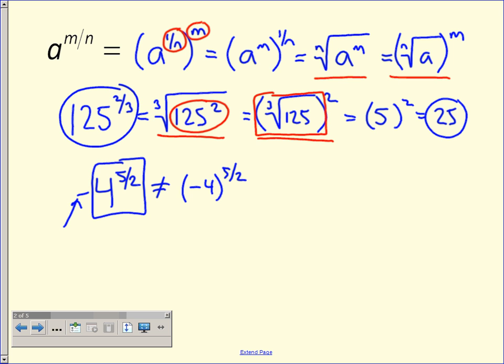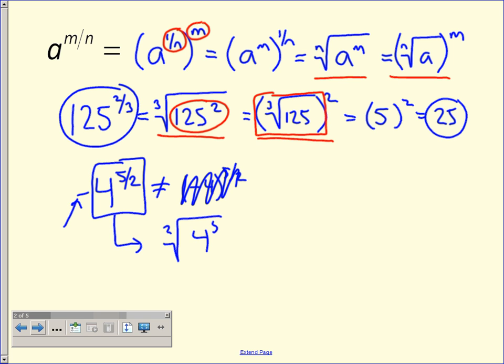So this is not what I want. What I need to do is 4 to the 5/2 power, and then I will take the opposite of its answer. So I'll bring the work down here. How do I want to write this? Well, I know that I'm taking 4, I'm going to take the square root of it, and somewhere I'm going to do the 5th power.